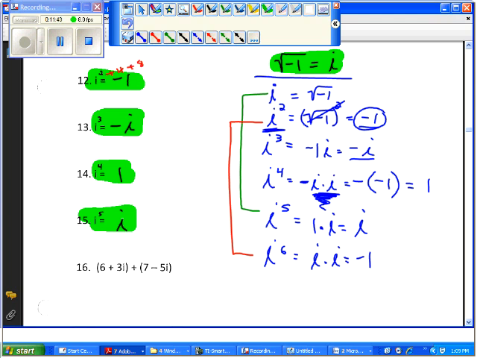Or add another 4. Whoops, excuse me. i to the 10th would be back to negative i again, right? And add another 4. i to the 14th is negative 1 again. So we get that idea that we're just going to keep cycling through. Any questions on the first portion? Again, we need to memorize what's in green, okay?